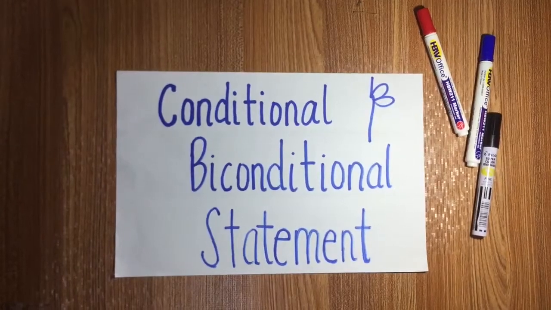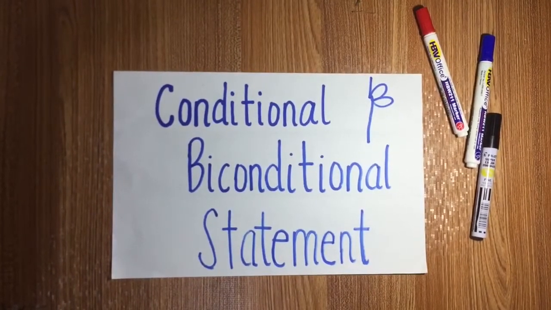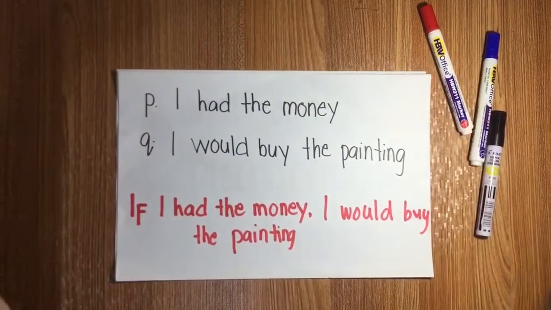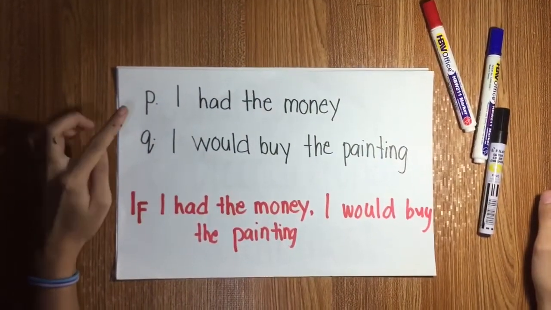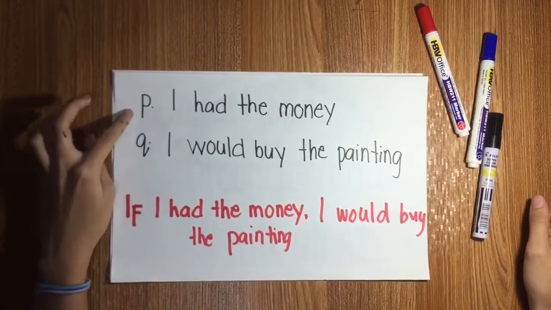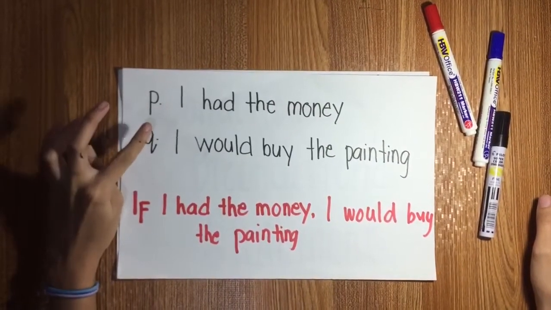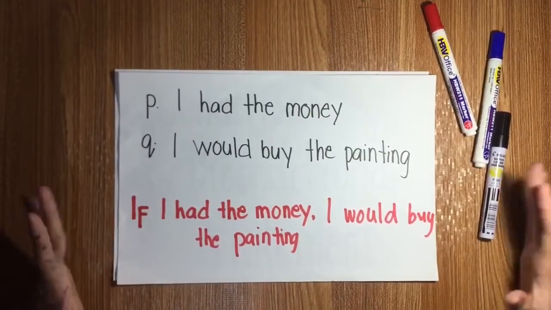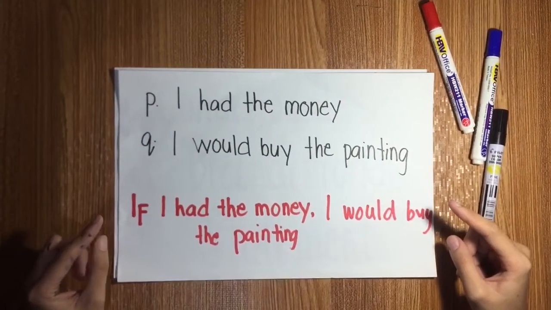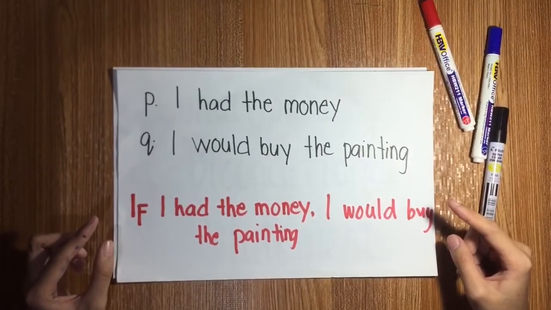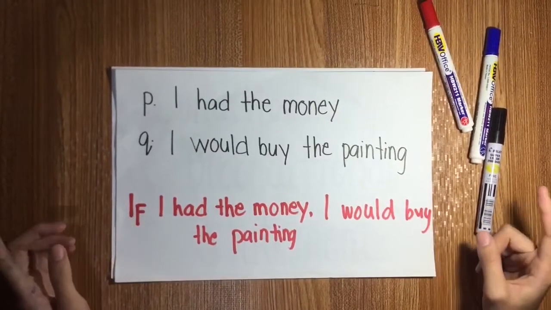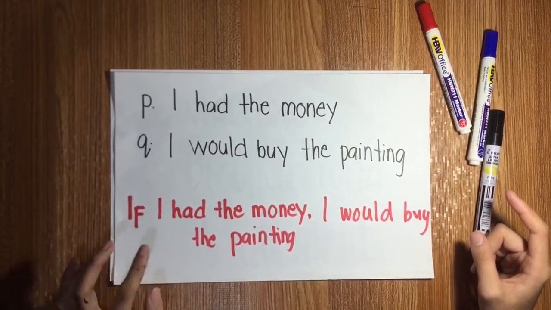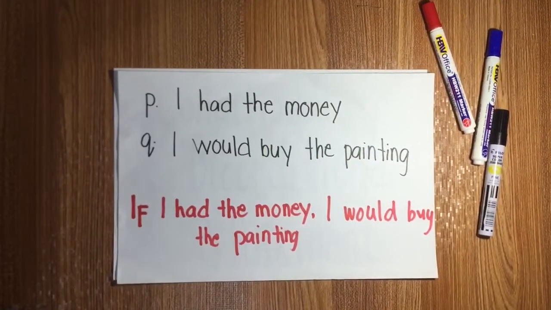Today's video is going to be about conditional and biconditional statements. So here's an example with a conditional statement. We start out with two statements. Statement P, I had the money. And statement Q, I would buy the painting. Now I can put these two statements together into one statement, a conditional, sometimes called an if-then statement. And that is going to be, if I had the money, I would buy the painting.